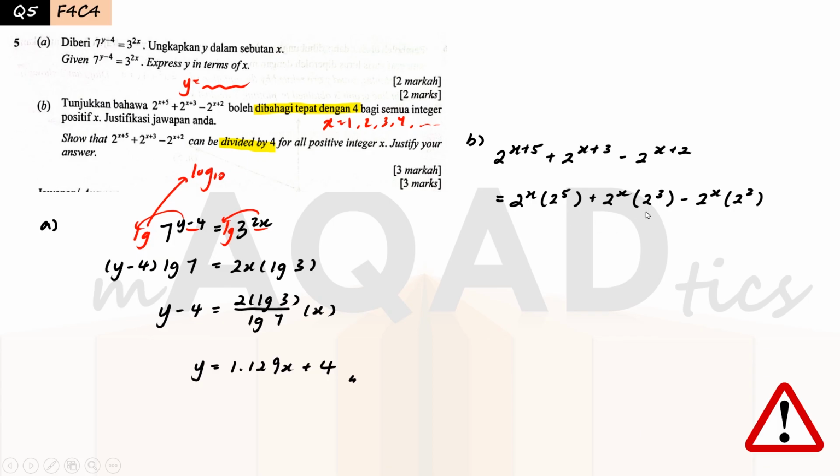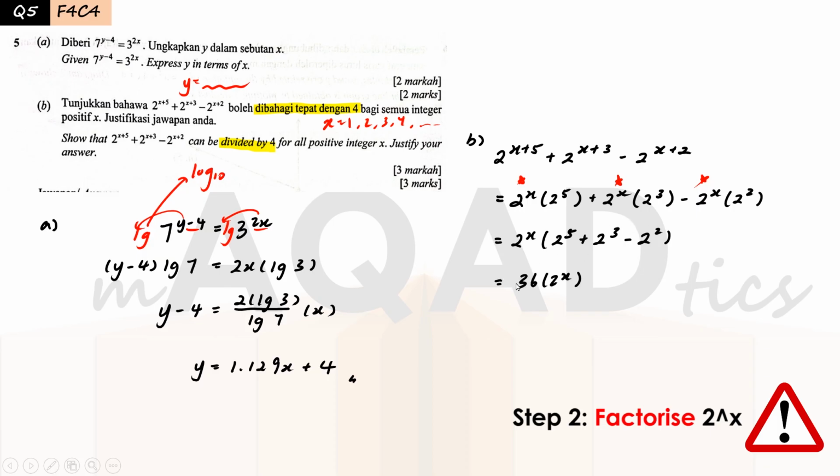Okay, then you will see for each of the values here, we have 2 to the power of x, right? So we factorize all these 2 to the power of x out, okay, to become something like this. Then for the values like 2 to the power of 5 plus 2 to the power of 3 minus 2 to the power of 2, we combine all of the values together and simplify. So you will get 36.